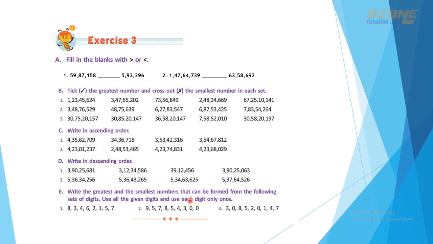Next, write the greatest and smallest numbers that can be formed using the set of digits. Some numbers are given. Using those numbers, you need to find the greatest and smallest numbers. Only while writing the smallest numbers, 0 won't come first. You can write 0 in the second place. If 2 zeros come, you can give zeros in the second and third places.